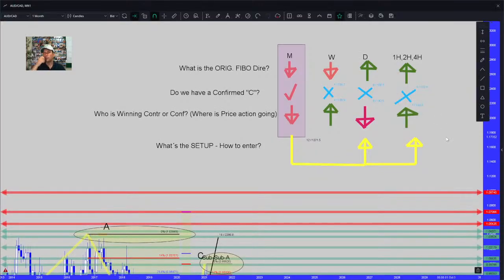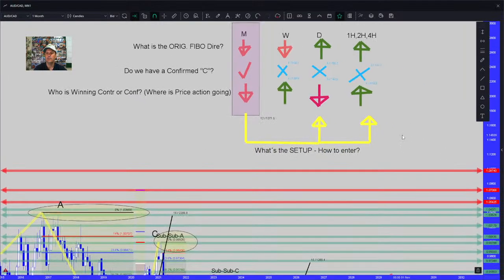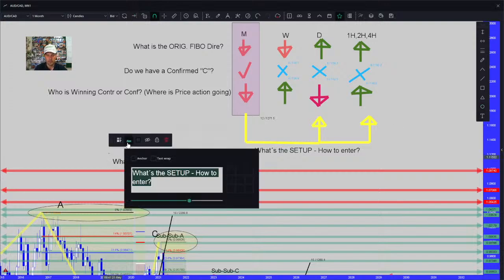What would you trade? How would you trade? What's the setup? How would you trade, meaning enter, what pattern, how much risk.